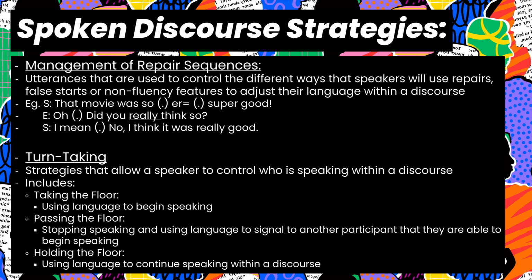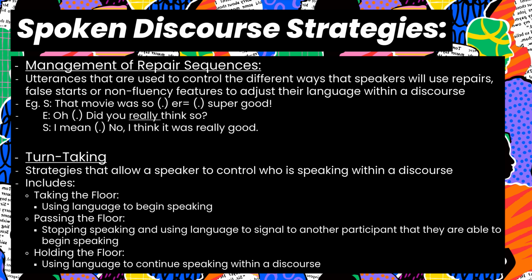S starts off by saying, that movie was so, super good. E says, oh, did you really think so? And here, S is going to use some of those non-fluency features to say, I mean, no, I think it was really good. So we've got a bit of a false start here, with I mean being replaced by no, I think it was really good. And the reason why S has used this non-fluency feature of a false start here is to really emphasize that opinion, that S did really think that movie was good.